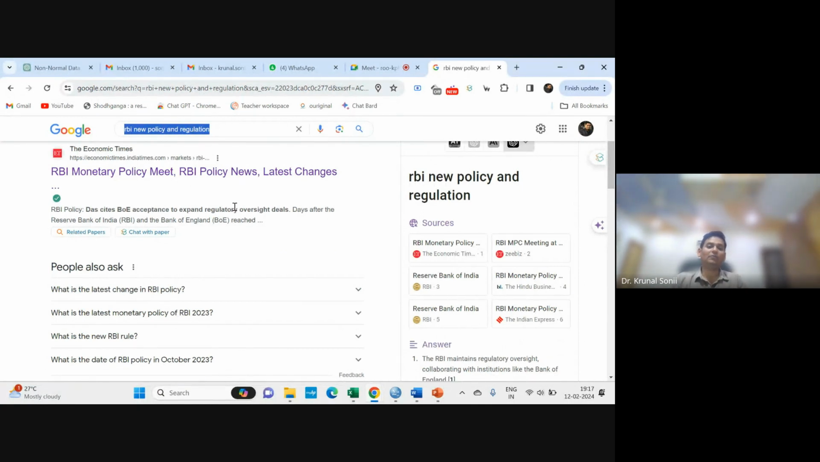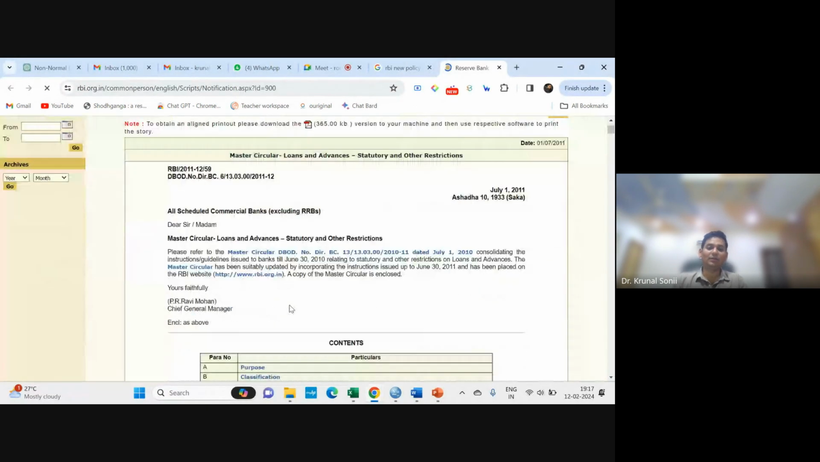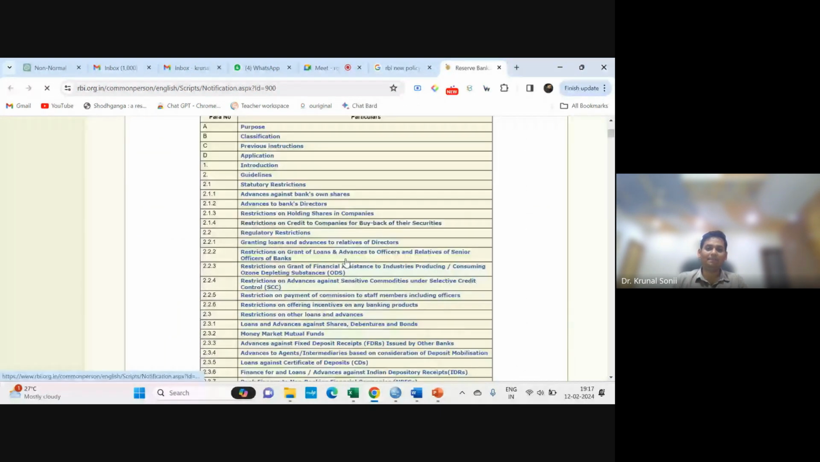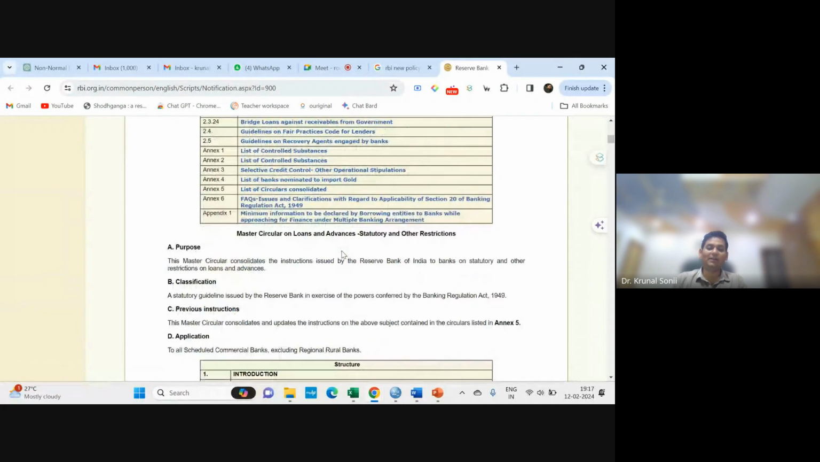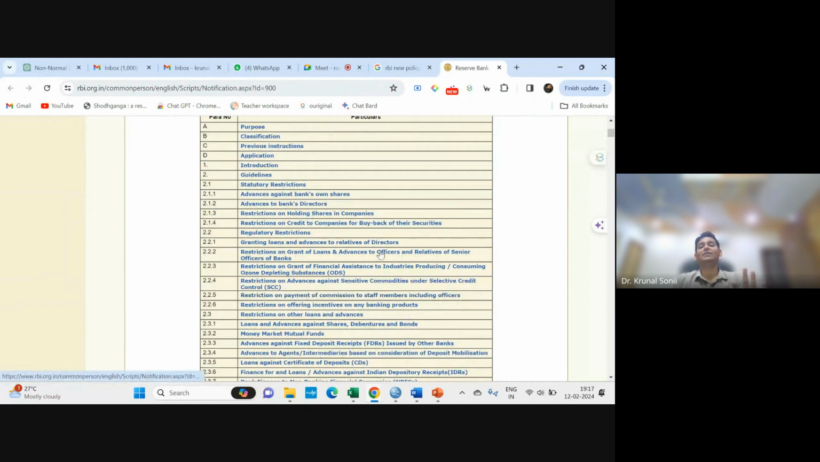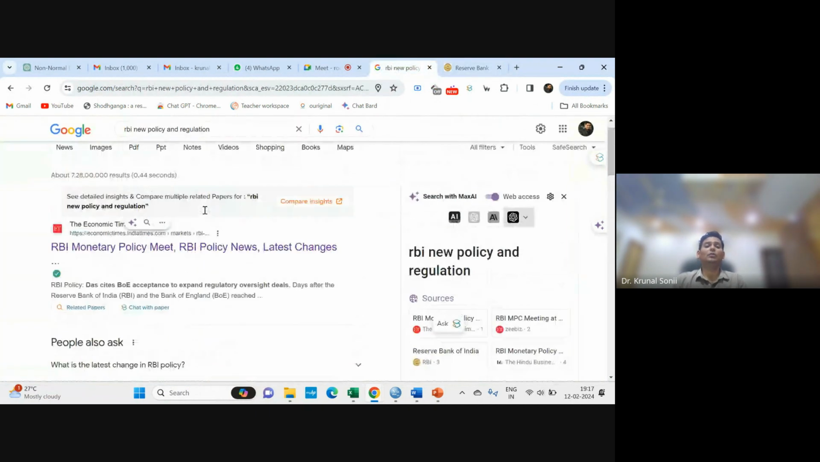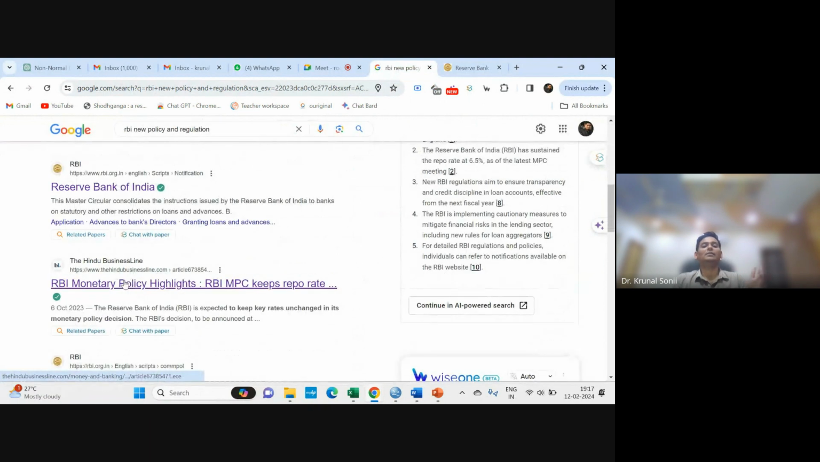Let's suppose I'm looking for RBI new policies and regulations. If I click on this particular article, you can see it will bring me to the direct circular for the various rules and regulations. You can see this is the table of contents to which I have been taken. So if I need to learn RBI new policy, these are the entire table of contents. Out of this table of contents, whichever topic I want to go for is directly available with me. If I'm directly going to Google, first of all, it will be an economic article, then the RBI website, then some other newspaper website link.